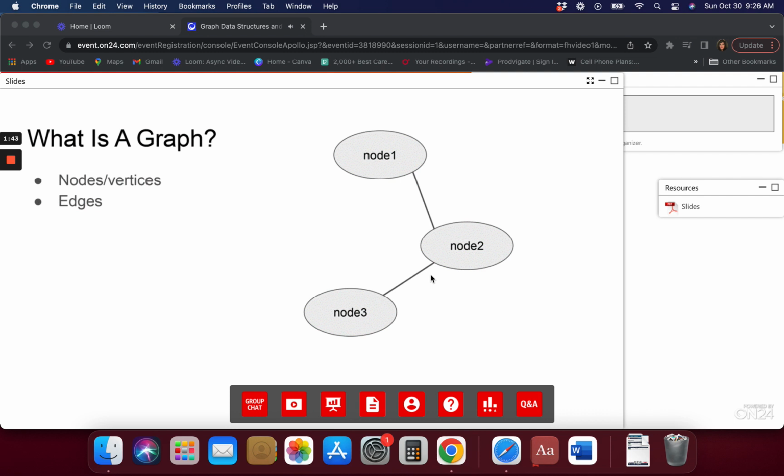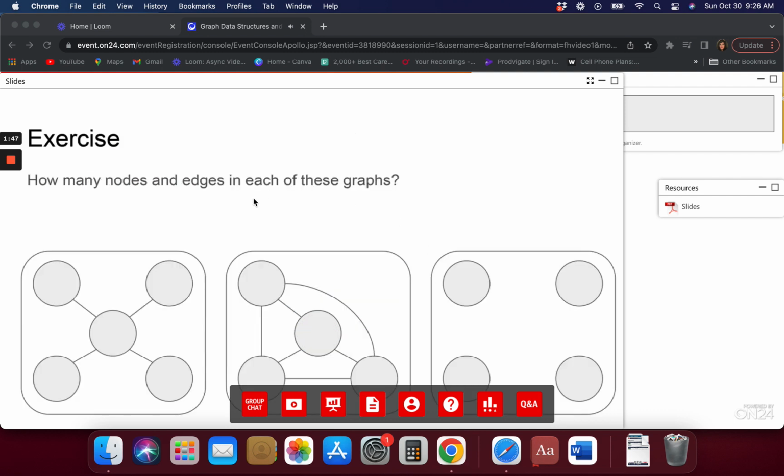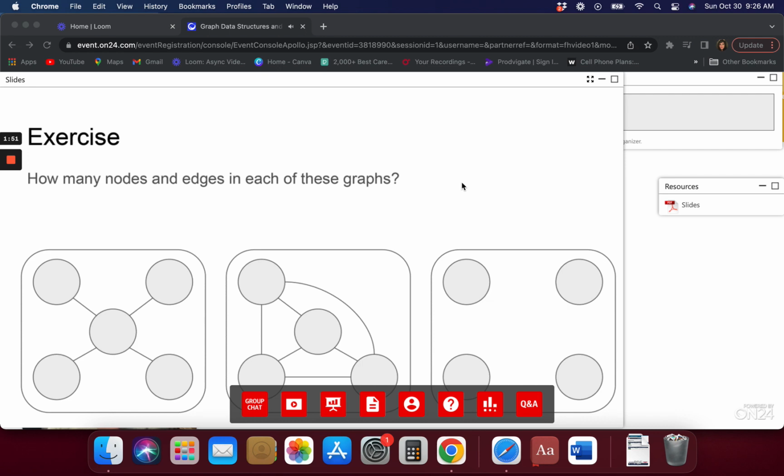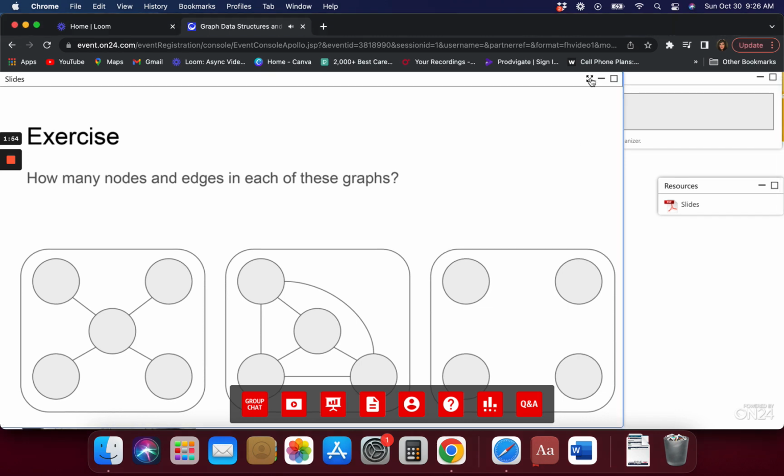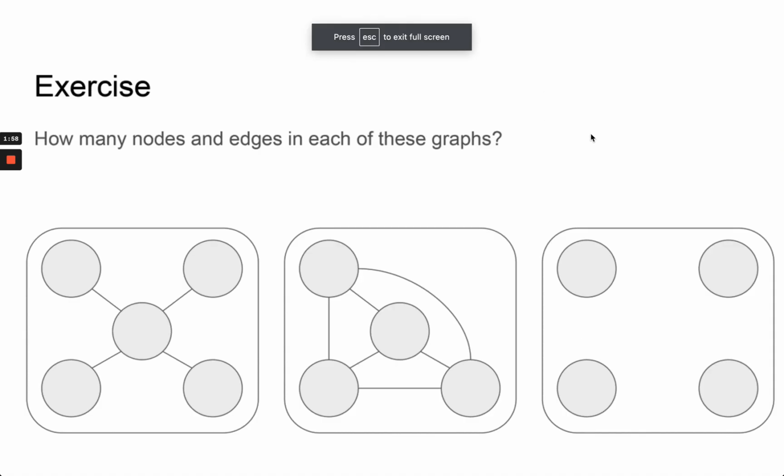So let's just warm up our brains with a little exercise, and feel free to use the chat here. How many nodes and edges are in each of these graphs? We have 3 graphs there, 1, 2, 3. And how many nodes are in each graph and how many edges? Please feel free to sound off in the attendee chat. So there are 4 edges in the first graph. Thank you, B. And there are 5 nodes. So 1, 2, 3, 4, 5 nodes or vertices here. 1, 2, 3, 4 edges.